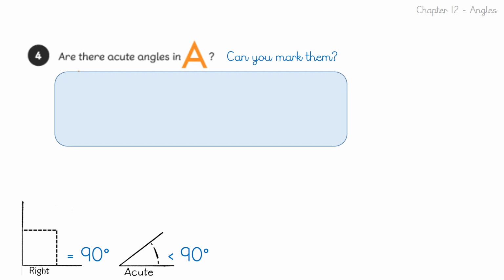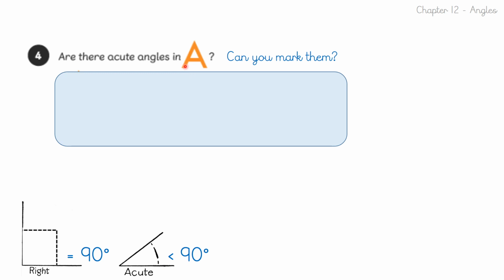Are there any acute angles in A? Can you mark them? Remember, you can look down here to see that a right angle is a 90-degree angle. An acute angle is an angle that is smaller than a right angle. So, can you find any angles in A that are smaller than a right angle? Well done! I can see that definitely there are some acute angles in letter A. How many did you find?